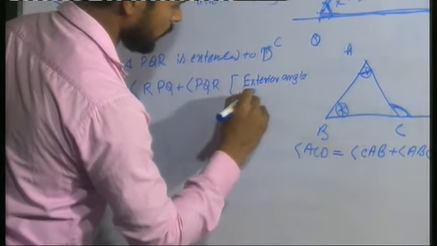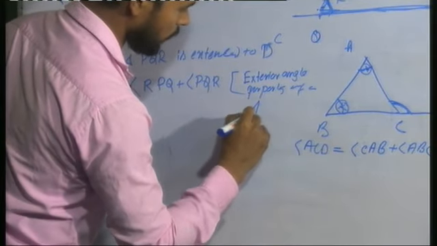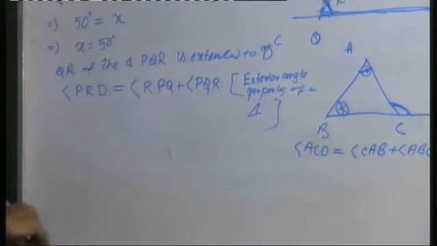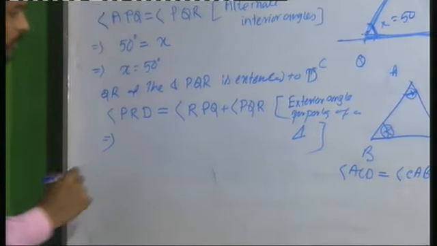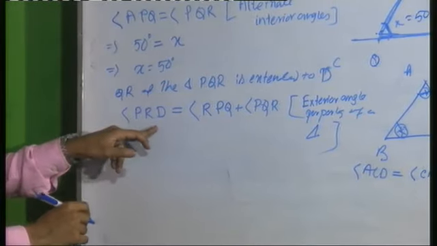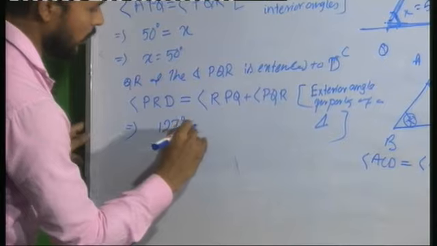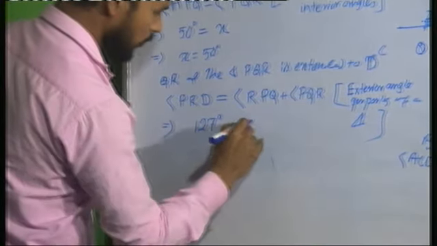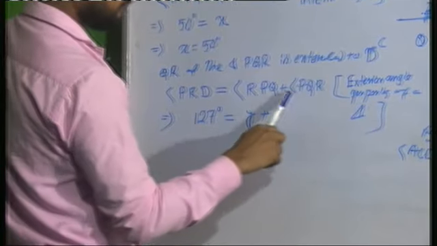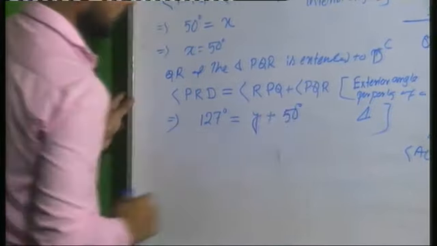Angle property of a triangle. This is called the exterior angle property of a triangle. That means, what is the value of angle PRD? So the value of PRD is given as 127 degrees, which is equal to the value of RPQ plus PQR. The value of RPQ is y, and the value of PQR is now known, it is 50 degrees.